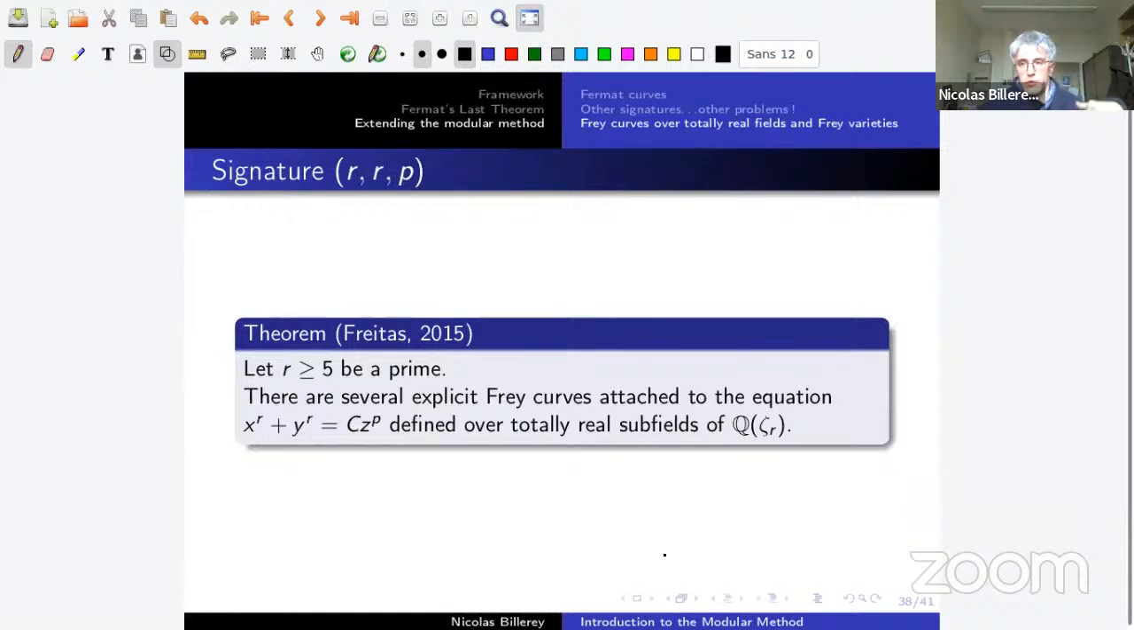And finally, if you want to generalize again and consider, instead of signature (3,3,p), signature (r,r,p) for larger r, you are facing another problem. So for r equals 3, 5, and 7, we have elliptic curves defined over Q. But for other values of r, we don't have such elliptic curves over Q. But still, there is good news because in 2015, Freitas made explicit constructions and proved that we have Frey elliptic curves attached to these equations. But they turn out to be defined not over Q, but over totally real subfields.